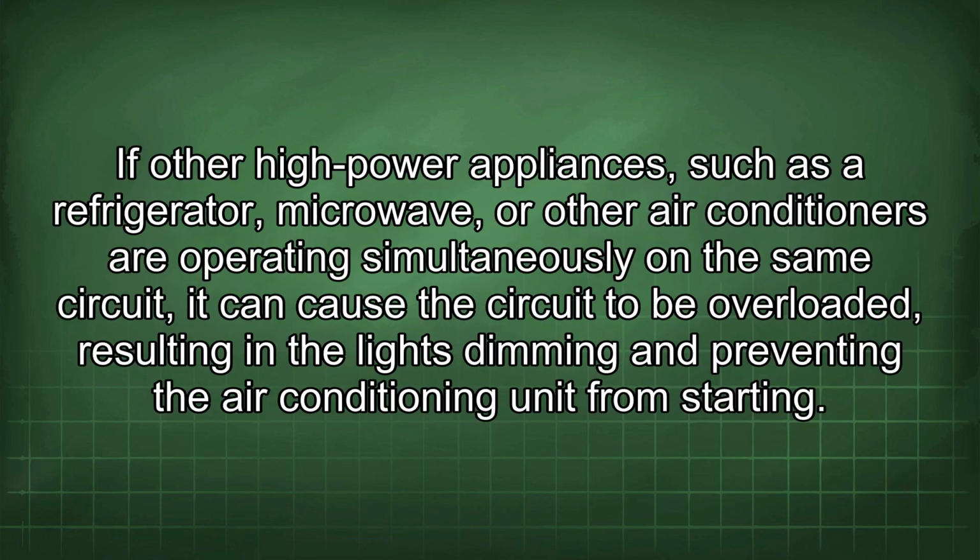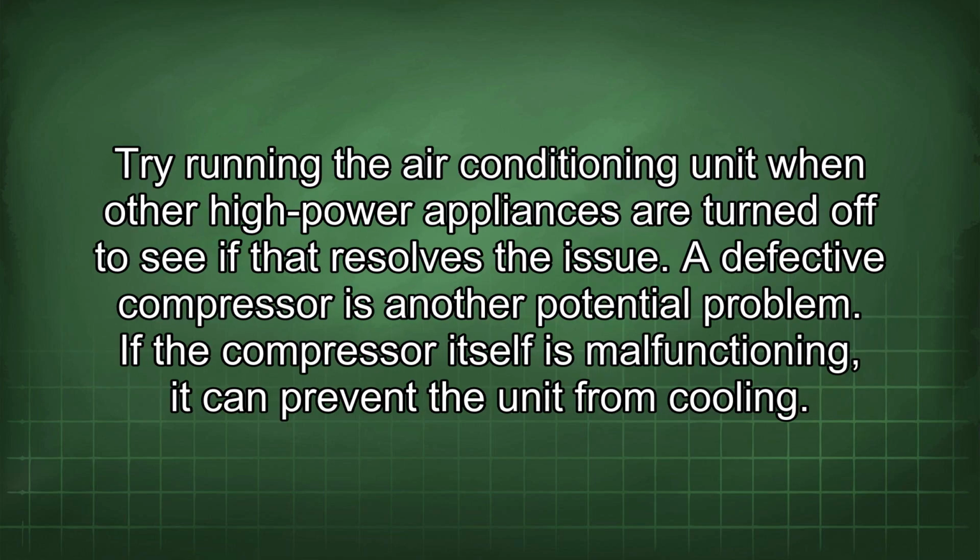If other high-power appliances, such as a refrigerator, microwave, or other air conditioners are operating simultaneously on the same circuit, it can cause the circuit to be overloaded, resulting in the lights dimming and preventing the air conditioning unit from starting. Try running the air conditioning unit when other high-power appliances are turned off to see if that resolves the issue. A defective compressor is another potential problem.